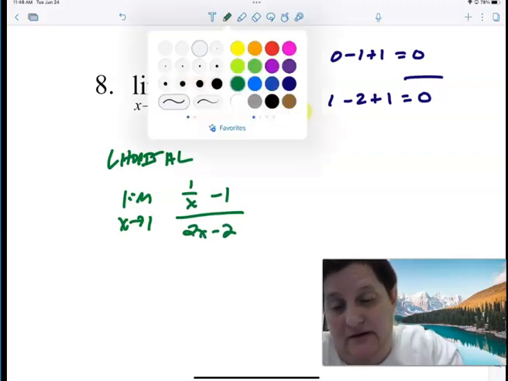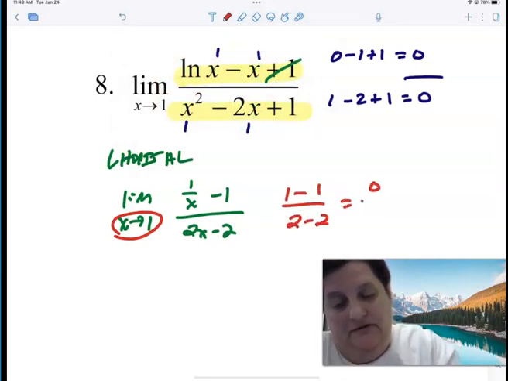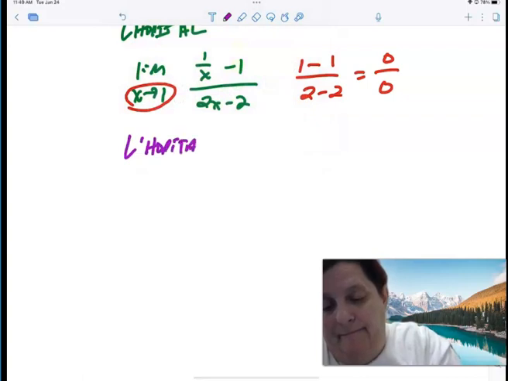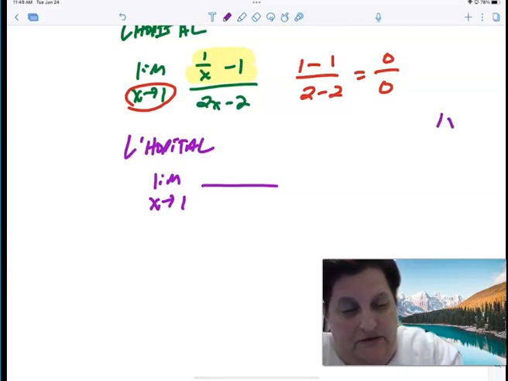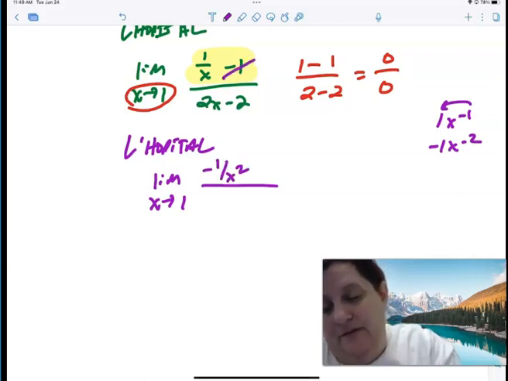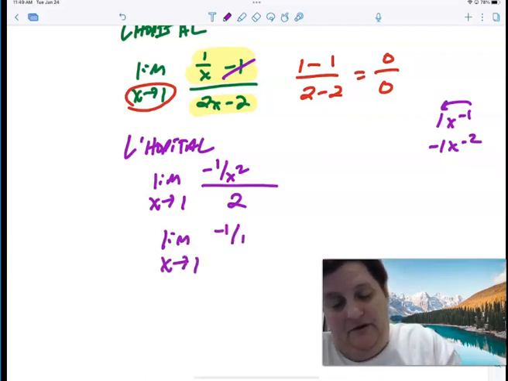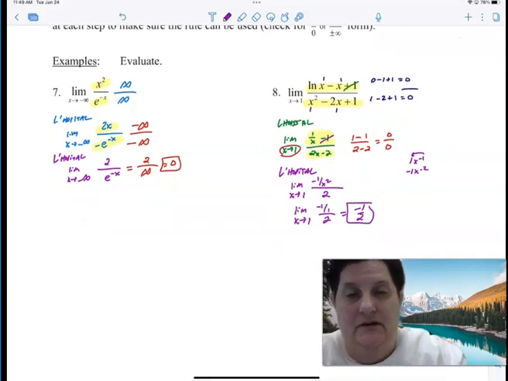And now I'm going to check it, all right? Now when I plug in 1 over 1, I get 1 minus 1, 2 minus 2. I still get 0 over 0. So I'm going to do L'Hopital one more time. Okay, and when I do that, I get, let's see. The derivative of 1 over x, that's 1x to negative 1. The derivative will be negative 1x to negative 2. That goes away. And on the bottom, the derivative of 2x minus 2 is 2. Okay, so I get negative 1 over 2, so I get negative a half. So I got an answer after all that, but I had to do L'Hopital's twice on number 7 and number 8. Okay?